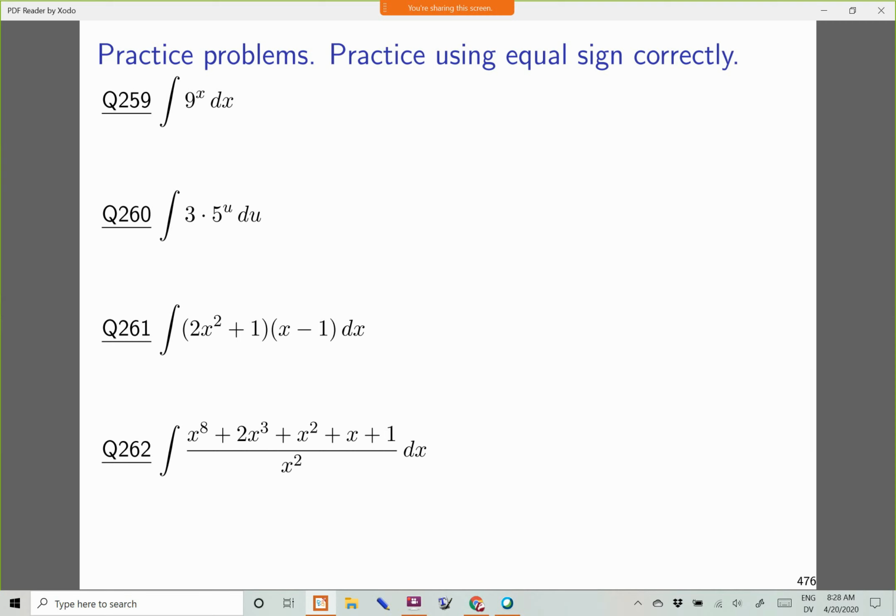Oh, I forgot to mention that there was this comment up at the top: practice using the equal sign correctly. I don't mind if for your own work you just take away the question and write an equal sign, that's fine. But you'll see in my work, I try to separate question from answer.